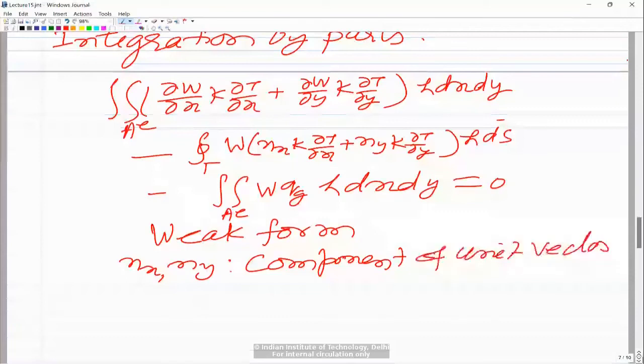Excuse me, sir. vector, yeah, Sir, could you please explain this integration by parts once again, sir? okay. So let me write these. Well, I'll come back to that.